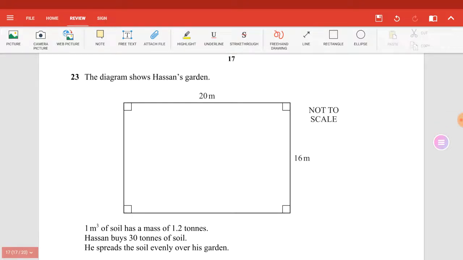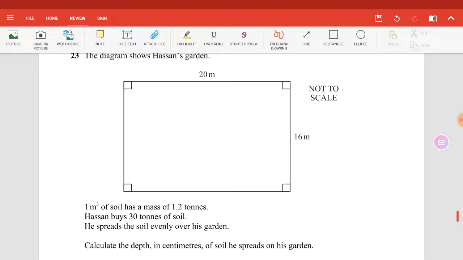The diagram shows Hassan's garden. As you read, 1 meter cube of soil has a mass of 1.2 tons. Hassan buys 30 tons of soil. He spreads the soil evenly over his garden. Calculate the depth of soil he spreads in his garden.